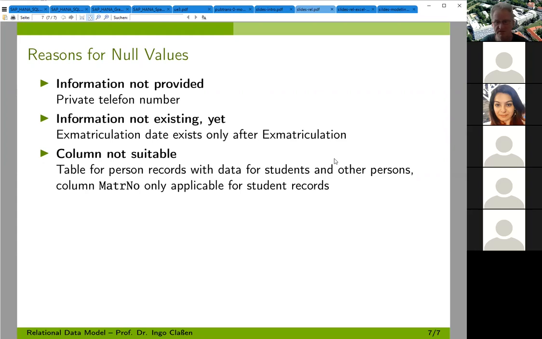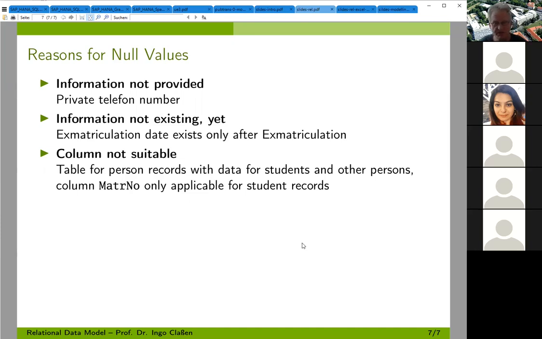Or the information does not exist yet. That is, the exmatriculation date does not exist yet for you, for example, hopefully, and is only available after exmatriculation. Or there's a third situation: the column is not suitable. It is a little bit more complicated.